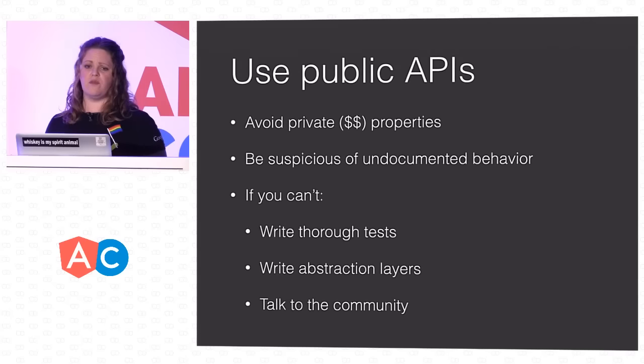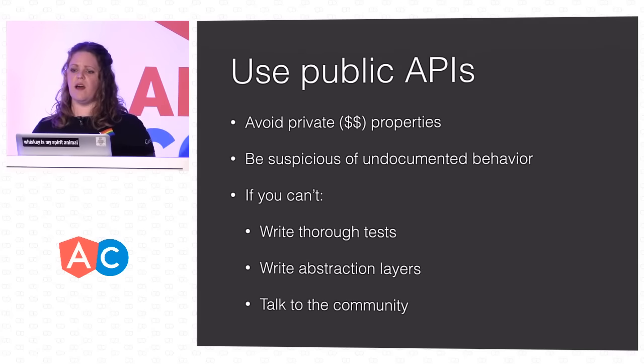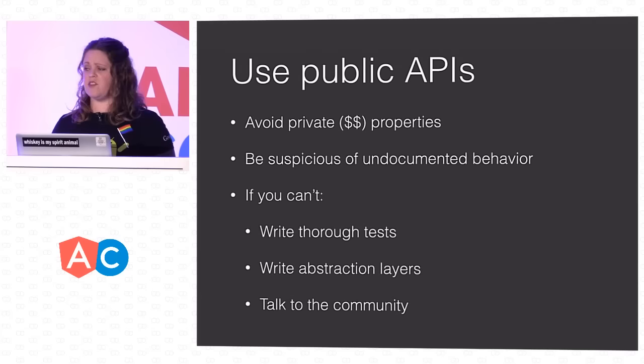So that will help you confirm that your behavior is still working when you try and do an upgrade. You can also wrap these things in abstraction layers. So make sure that you have common code and common services so that if something breaks, you only have to change it in one place. And then talk to the community. It might be that somebody else has come up with a better solution for this that just relies on public APIs, or it might be that this is a community-wide problem and there's a fix that we can make that will benefit all of us.